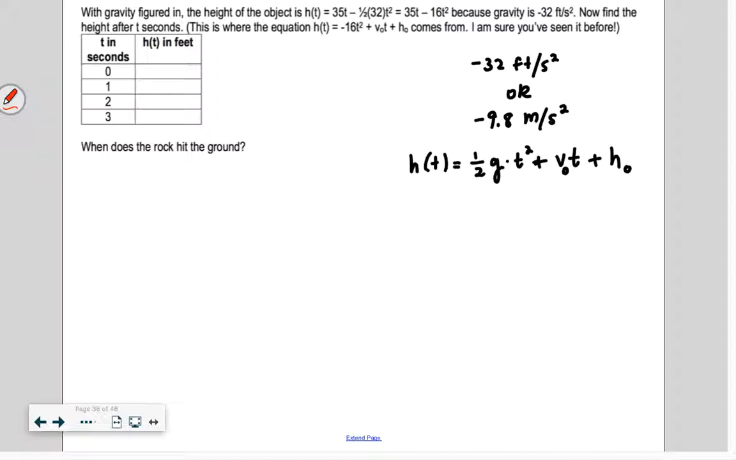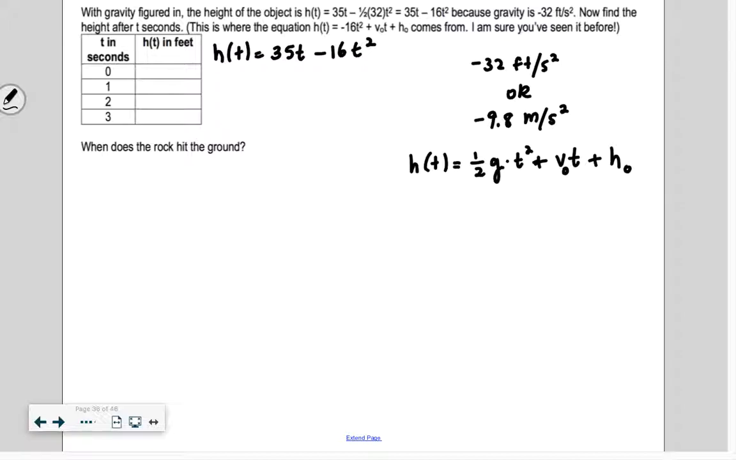So we're going to use the equation h of t equals 35t minus 16t squared. Do you guys see where the 16 comes from? It comes from that 1/2 of gravity. Half of negative 32 is negative 16. All right, we're going to plug that in.